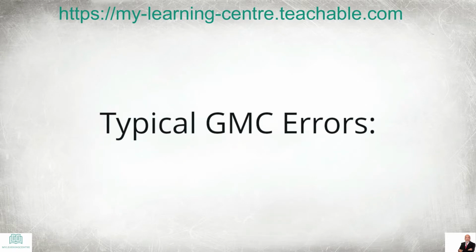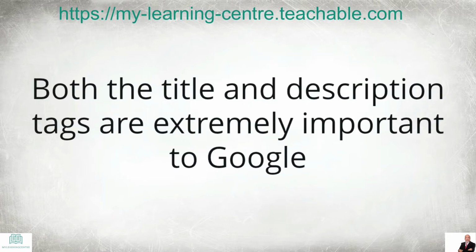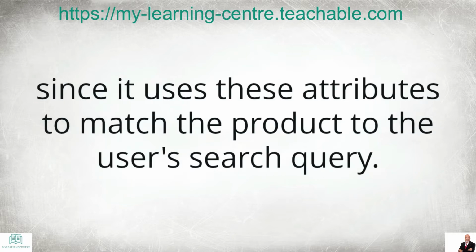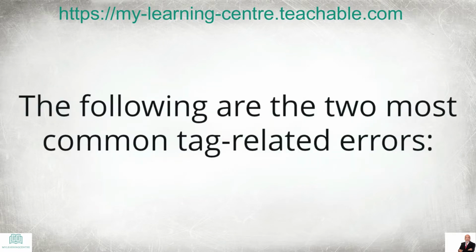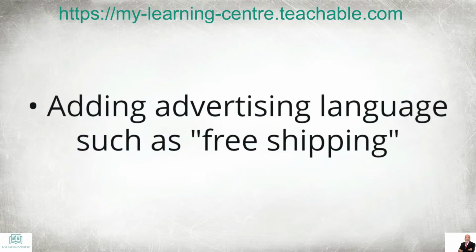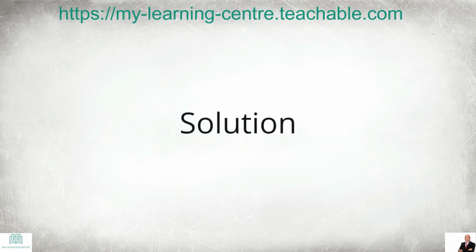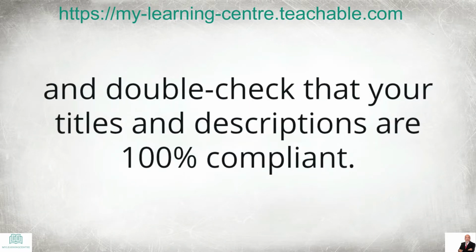Typical GMC errors. 1. Incorrect product names or descriptions. Both the title and description tags are extremely important to Google, since it uses these attributes to match the product to the user's search query. As a result, you must ensure that both qualities strictly adhere to editorial rules. The following are the two most common tag-related errors. The use of block capitals. Adding advertising language such as free shipping. Solution. Read the complete editorial rules carefully, and double-check that your titles and descriptions are 100% compliant.